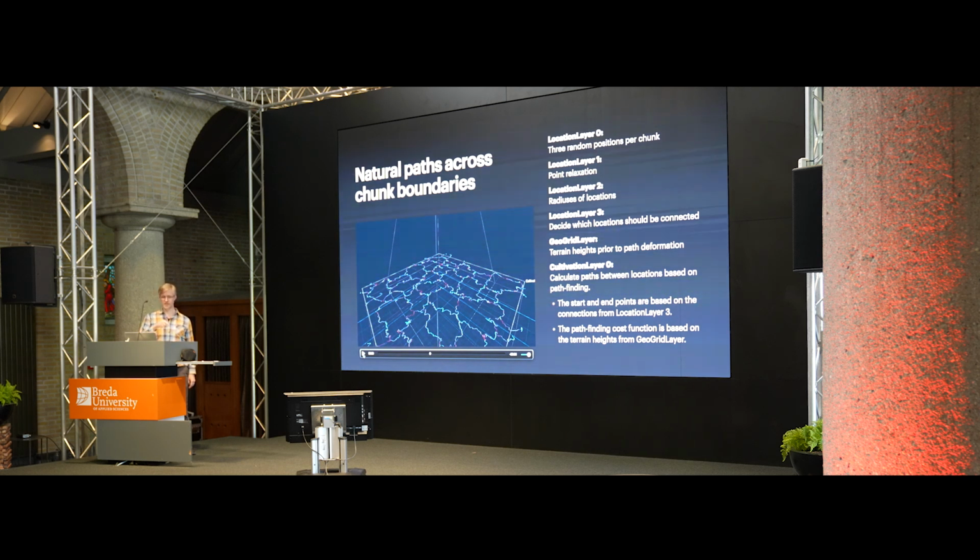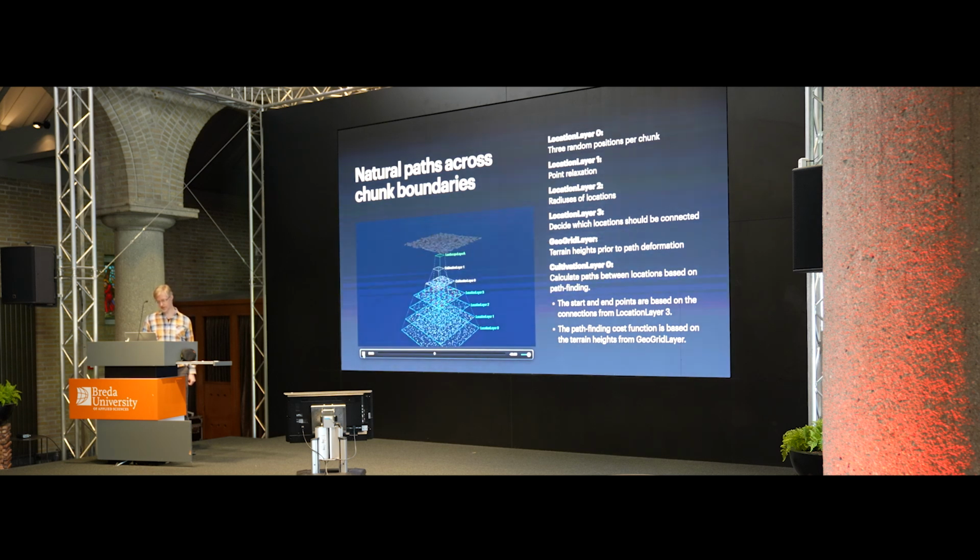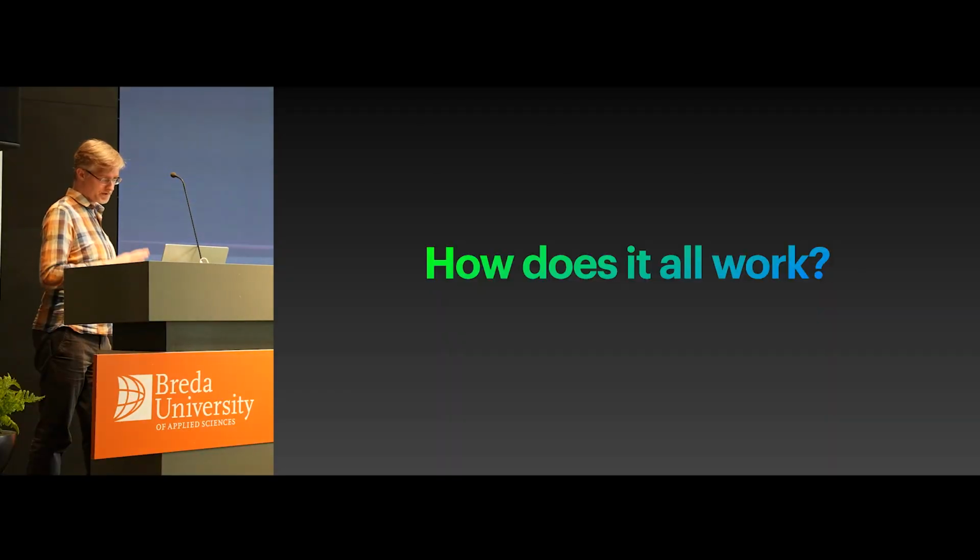Yeah, apart from that, there's more layers that I haven't talked about. For example, landscape layers that do path deformation based on the found paths and also generate the actual terrain objects. All right, that was an example, but how does the framework generally work?